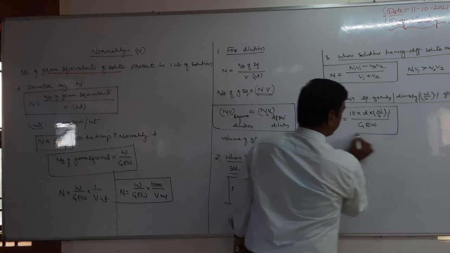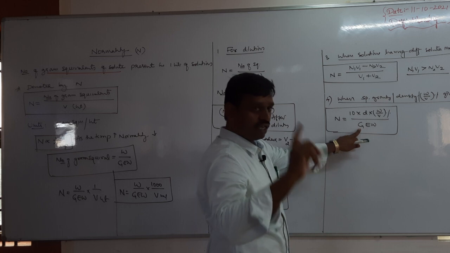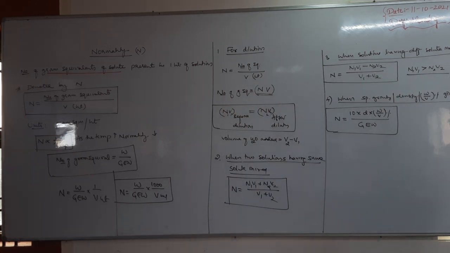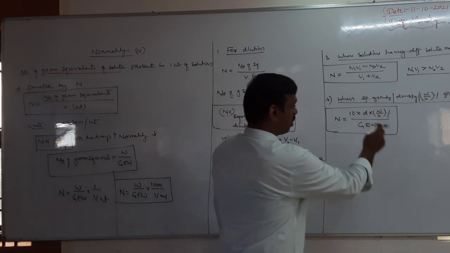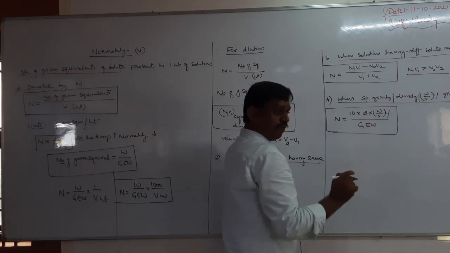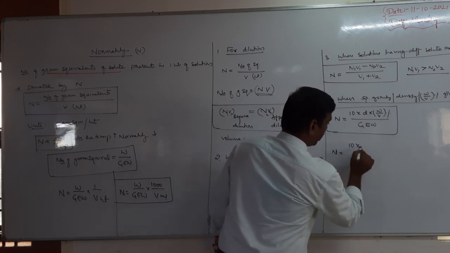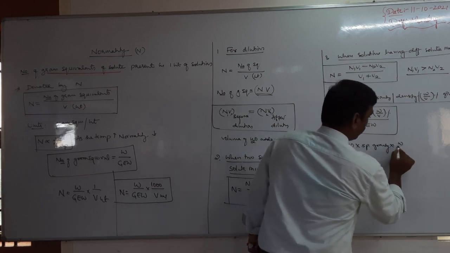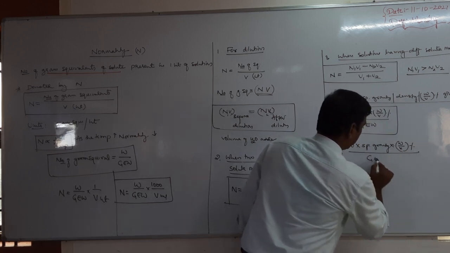In the case of molarity, do you remember we have taken gram molecular weight. Here it comes gram equivalent weight. When specific gravity or density is given, and this density is also equal to specific gravity, that we studied last class. Therefore, normality also equals 10 into specific gravity into W by V percentage divided by gram equivalent weight.